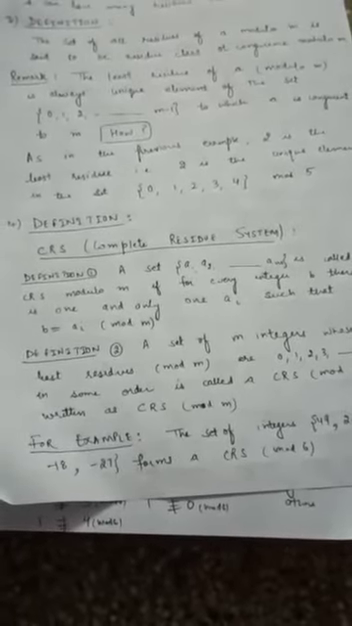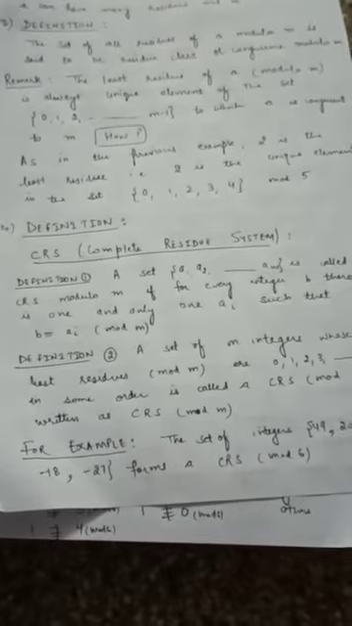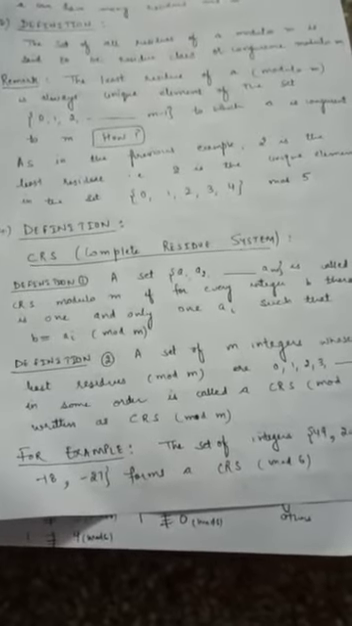Next, the important definition for which we have studied all the above definitions. The important definition is CRS, that means complete residue system. A set A1, A2, A3 up to AM is called a CRS modulo M if for every integer B there is one and only one AI such that B is congruent to AI mod M.